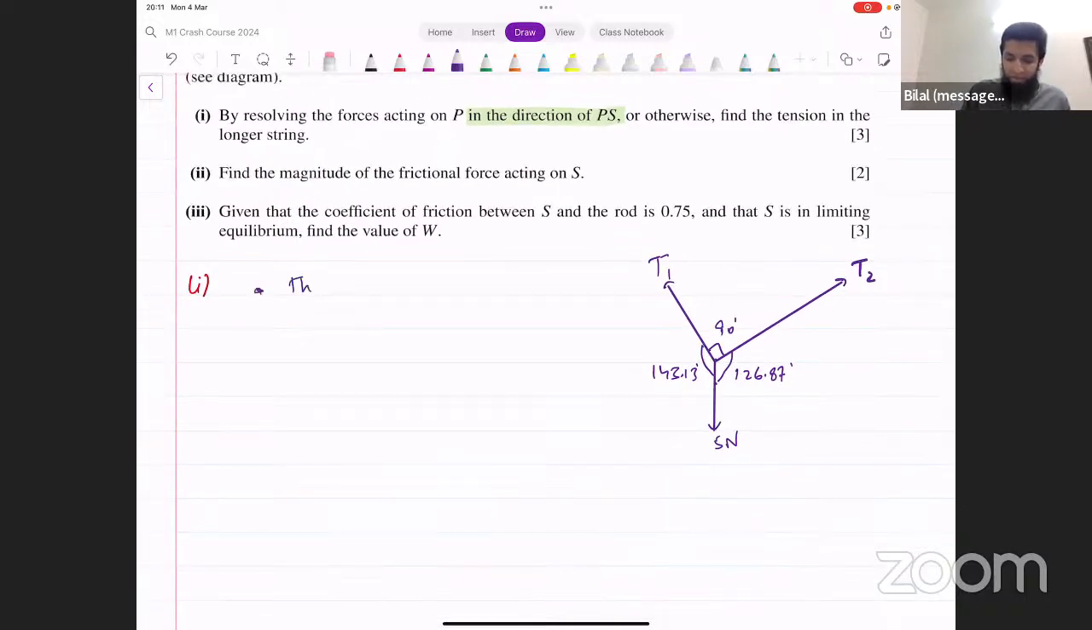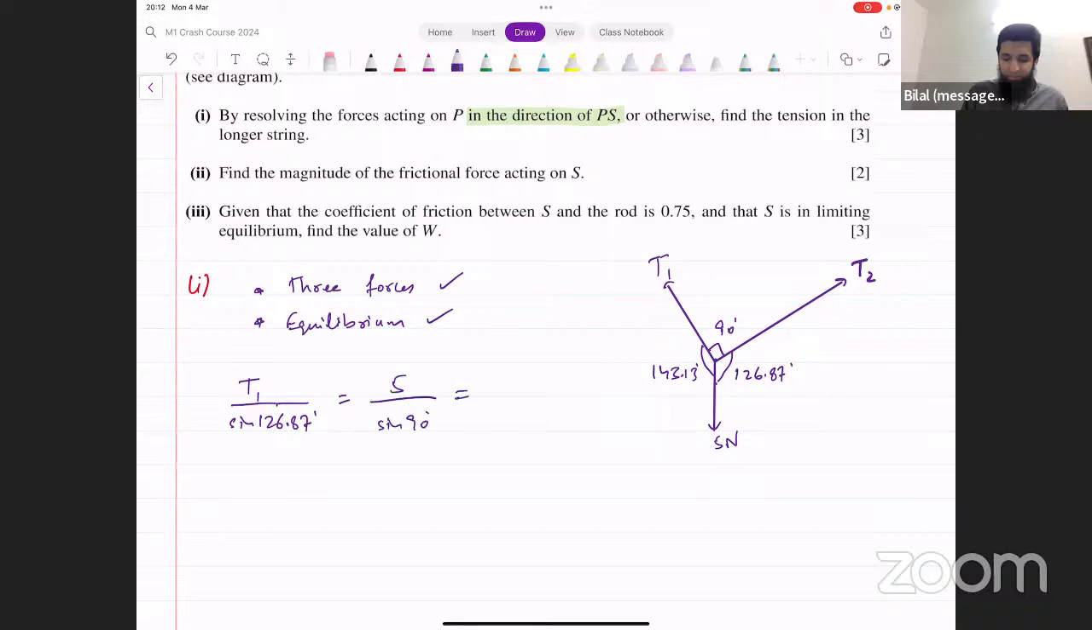Why can we use this? Because we have three forces. This condition is satisfied. We have equilibrium. This condition is also satisfied. You can use Lami's theorem. You can say T1 over sine of 126.87. That should equal 5 over sine of 90, and that should equal T2 over sine of 143.13.